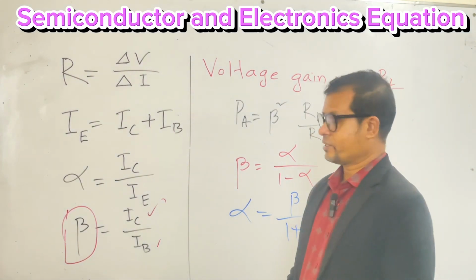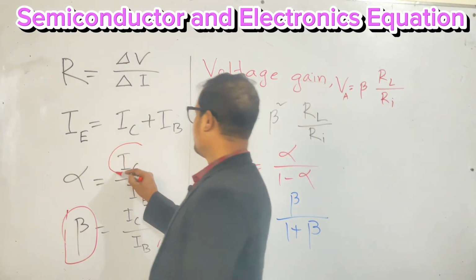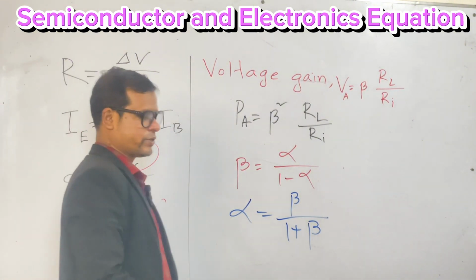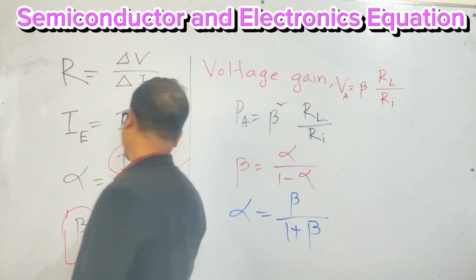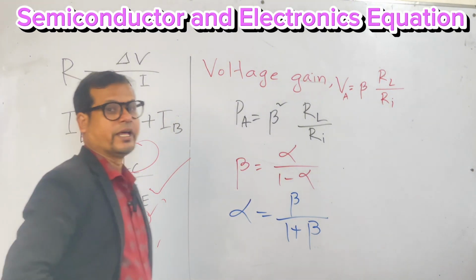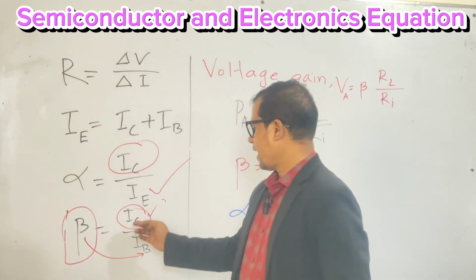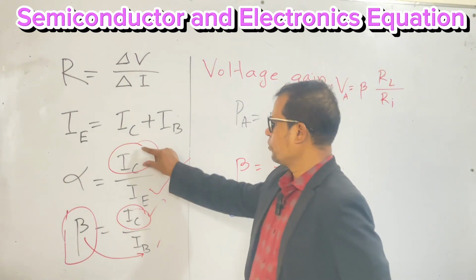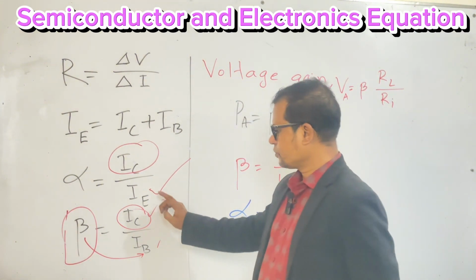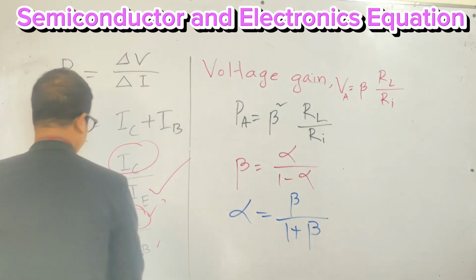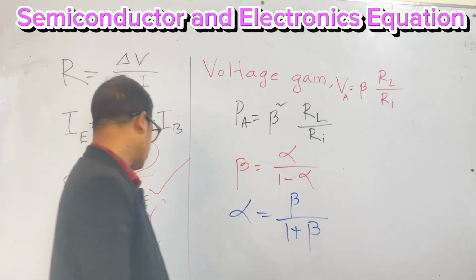So guys, try to understand and distinguish the subtle difference between alpha and beta. For alpha, IC is the numerator and IE is the denominator. For beta, IB is the denominator: beta equals IC over IB. IC is common for alpha and beta, so you can remember this very easily. You just have to remember the denominator. For beta, the denominator is IB; for alpha, the denominator is IE, and the numerator for both is IC. That means alpha equals IC over IE, and beta equals IC over IB.